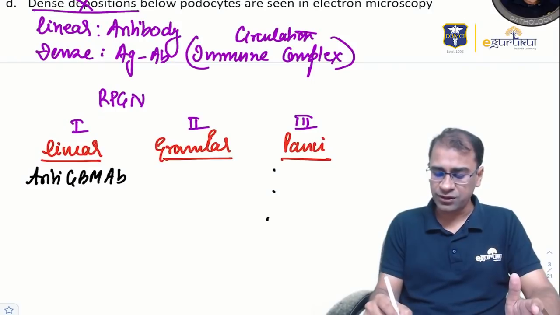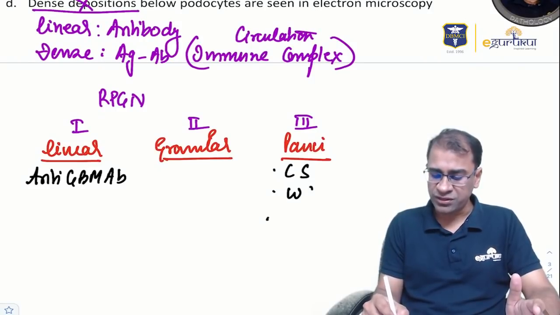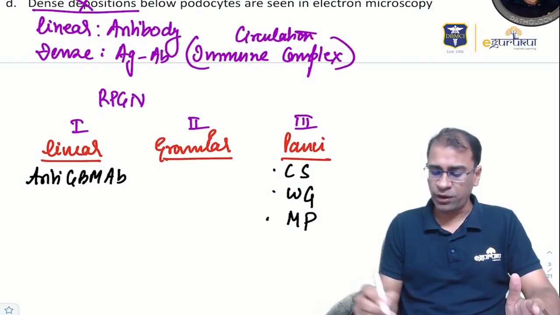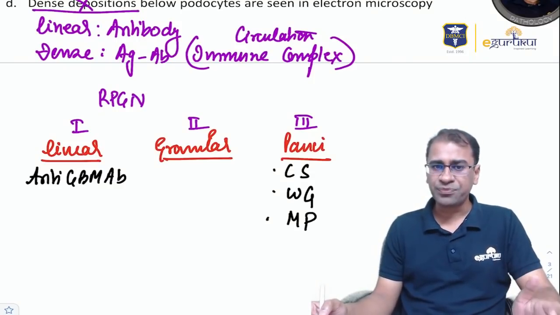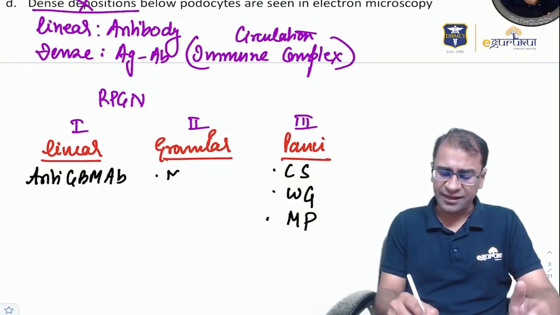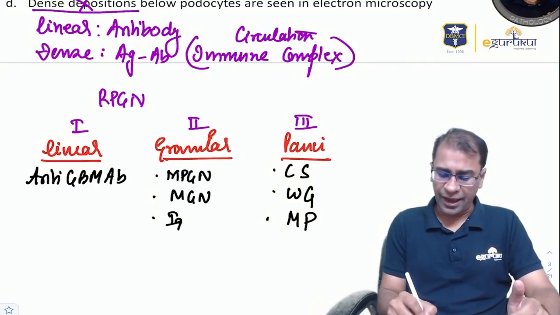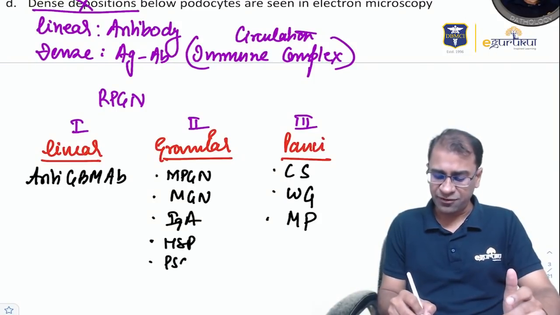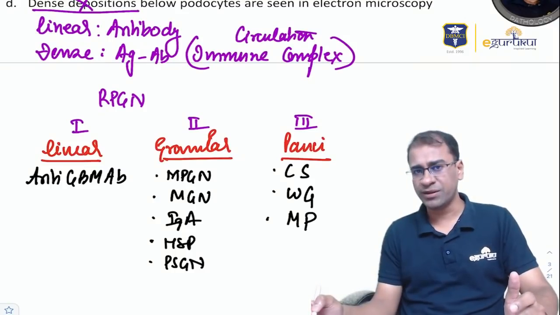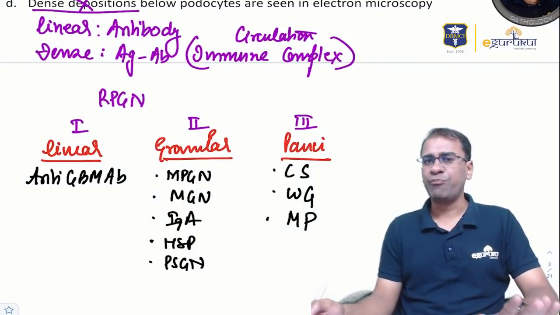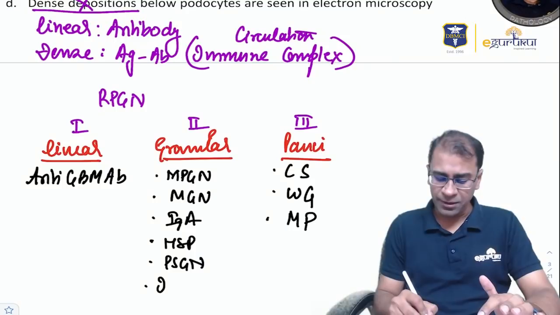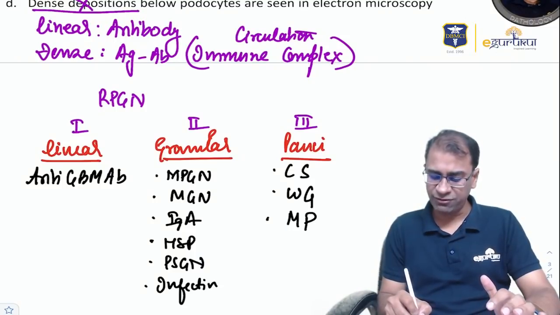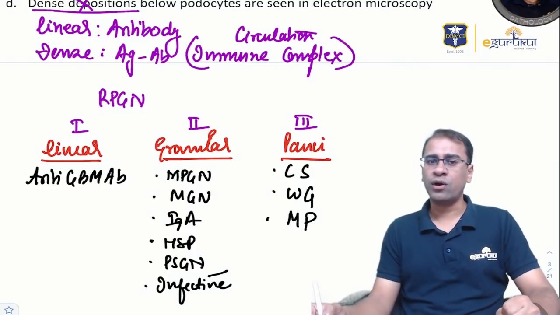Pauci-immune is of 3 types. Remember the Churg-Strauss syndrome, granulomatosis with polyangiitis, and microscopic polyangiitis. In granular, that is the type 2, you find a large number of diseases. It can be MPGN, it can be MGN, it can be IgA nephropathy, it can be Henoch-Schönlein purpura, and in rare cases, it can be PSGN, even 1% of cases can be PSGN also. It can be infections, so infective conditions will also go under granular deposits.